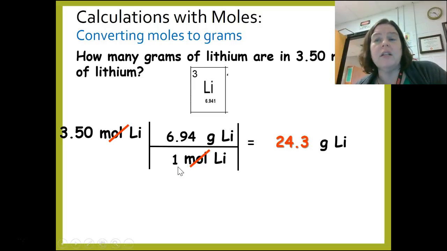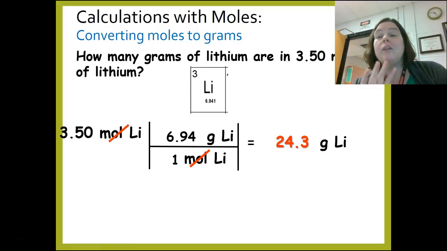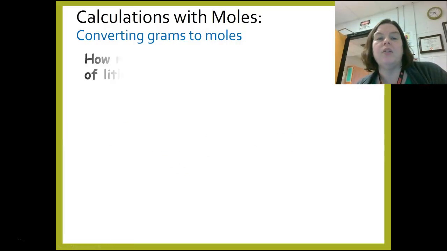As you can see, these problems are done exactly the same way as the problems you were doing before. There's no difference in the math or the structure. The difference is right here in determining what numbers we're going to put in the center of the conversion factor. All right, so let's look at another problem. We're going the opposite way, grams to moles.